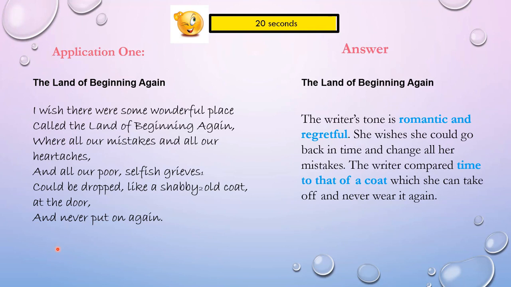Okay, let's see the answer. The writer's tone is romantic and regretful. Romantic here does not mean love. It means something unrealistic and not practical, because she wishes she could go back in time and change all her mistakes by going to the land of beginning again, which is not real. The writer compared time to a coat which she can take off and never wear again. So the words wonderful place, the land of beginning again, all show that this is something that is not real. Also, she compared time to the coat that she can drop whenever she wants to.